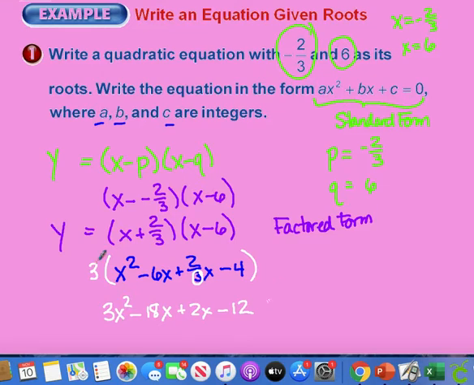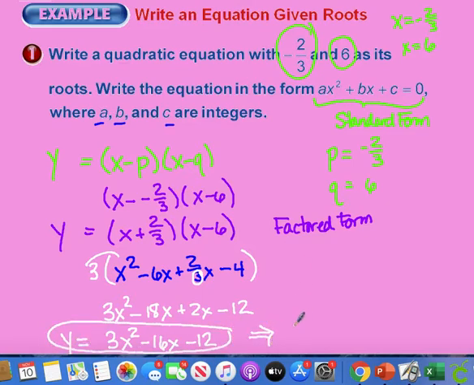Now I don't want to forget to... 3x squared minus 18x plus 2x minus 12. Yes, sorry, I had a brain freeze for a second. So now I'm going to take my outers and inners, and that's going to give me a -16x, and that should be minus 12 when I look at that function. This would be the quadratic equation in standard form.